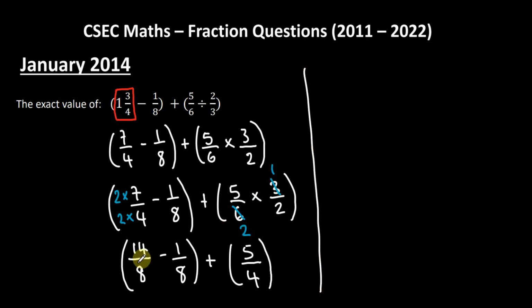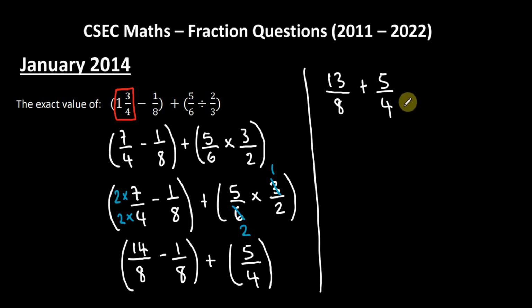So let's see. Now that the denominators are the same here, we can carry out our subtraction. So it's 1 from 14. That's 13 divided by 8 plus this 5 quarters here. And as I would have mentioned several times since the start of this video, once adding or subtracting, we need the denominators to be the same. Here we're adding 2 fractions, so we need both denominators to be the same before we can progress with the addition process, right?